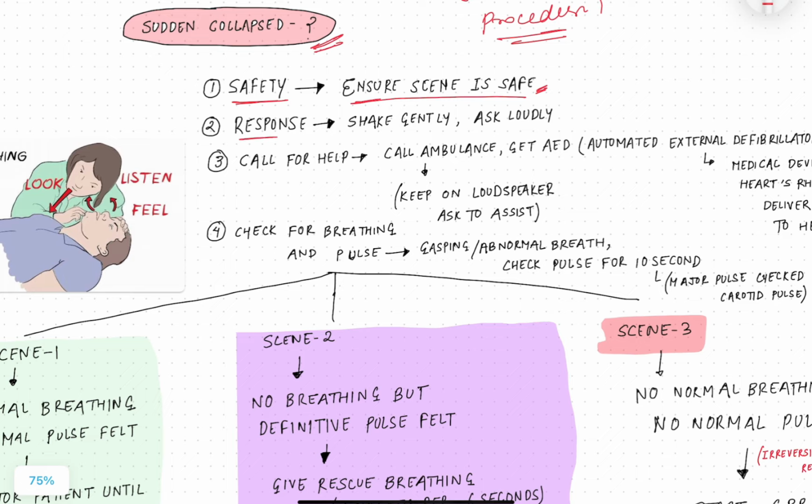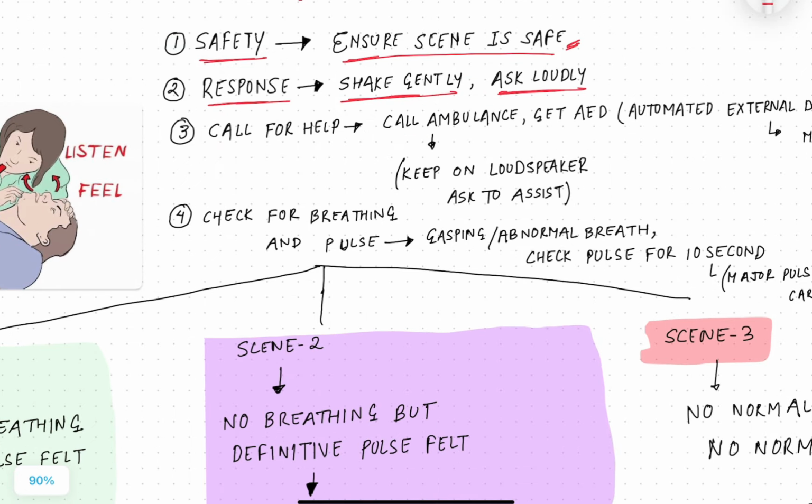After approaching him, check the response. Gently shake the victim and ask loudly, like "Hello, are you okay?" two to three times, and call for help. Call an ambulance and keep it on loudspeaker. Ask someone to assist.